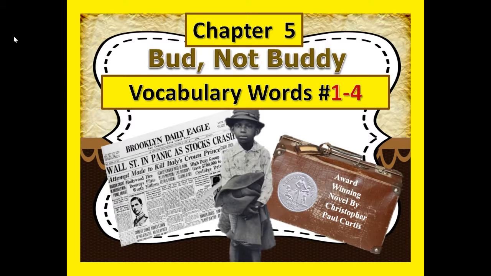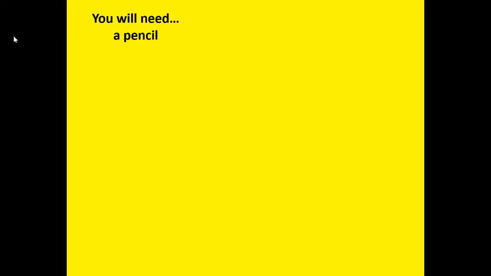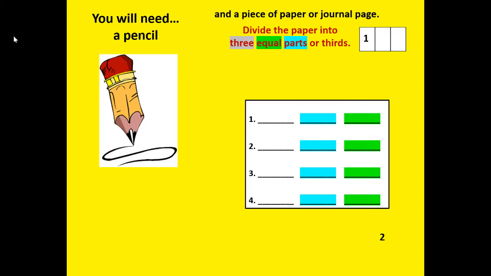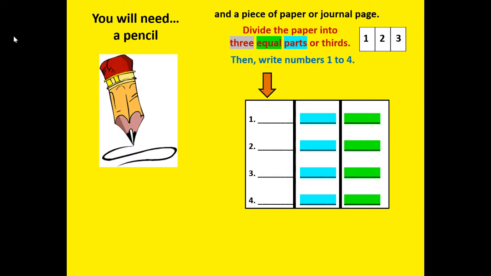Today we're going to focus on chapter 5 of Bud Not Buddy, but most importantly the vocabulary words 1 through 4. For this lesson you will need a pencil and a piece of paper or journal page, and you're going to divide the paper into 3 equal parts or thirds. And then you're going to write numbers 1 through 4, because for each number, you're going to write the vocabulary word.